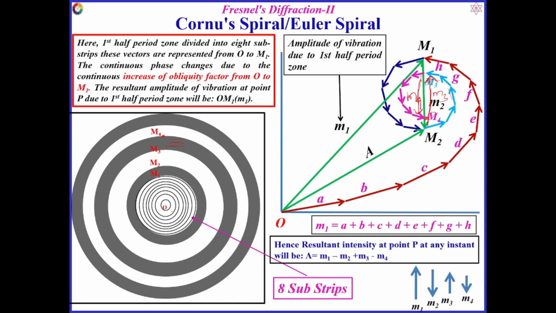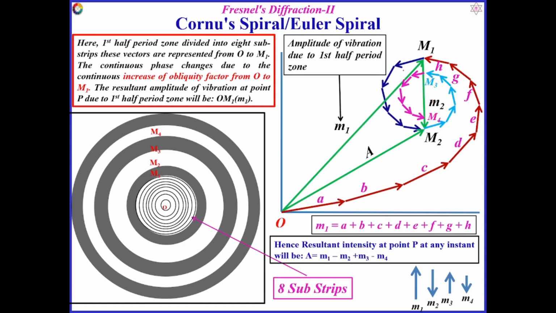So if we consider the first, second, third and fourth half period zones, then what will be the resultant amplitude at point O on the screen? This one is your M1, this one is your M2, this one is your M3, and this one is your M4. Here you can see that M1 along this direction, M2 is approximately opposite to this one, so it will be subtracted. So M2 is going to be subtracted from M1. Then M3 along this direction will be added up. M4, in this direction, will be subtracted.